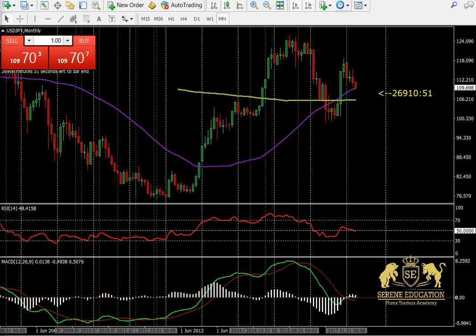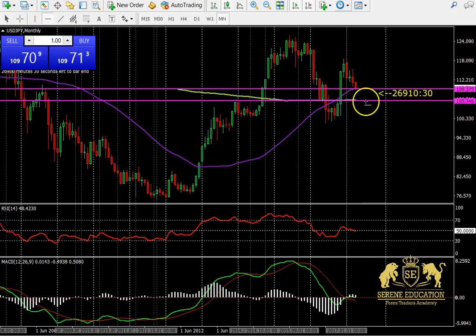Today is the 12th of April and I'm taking a look at the US dollar, Japanese yen on a monthly time frame using Serene Education's Forex Made Easy strategy. Here we can see that price is making lower swings and we are therefore in a pullback against a long-term upward trend. Looking here, we can see price is currently trading into that monthly 50-day moving average, and we have got the 200-day moving average below price thereafter.